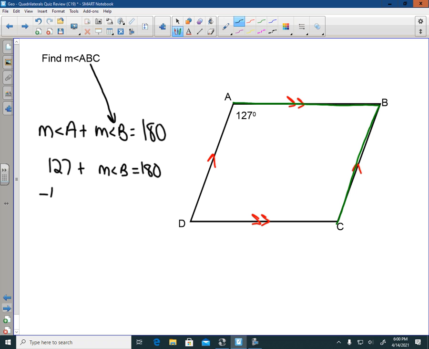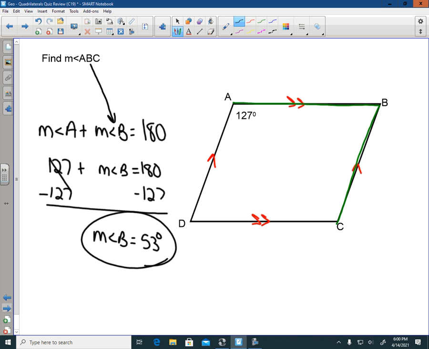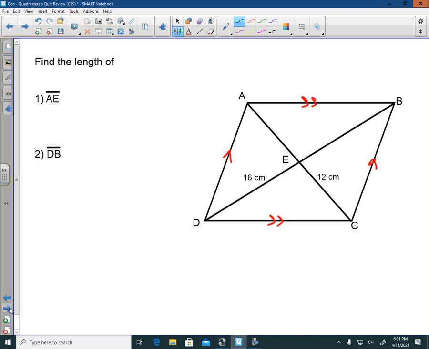So then we just subtract 127 from both sides, and we have that the measure of angle B, or actually the measure of ABC, which is what we're trying to find, is 180 minus 127. 180 minus 127 is 53. And there you go. There's the answer. And we should put ABC. There we go. Okay, and then you can also solve problems like this.